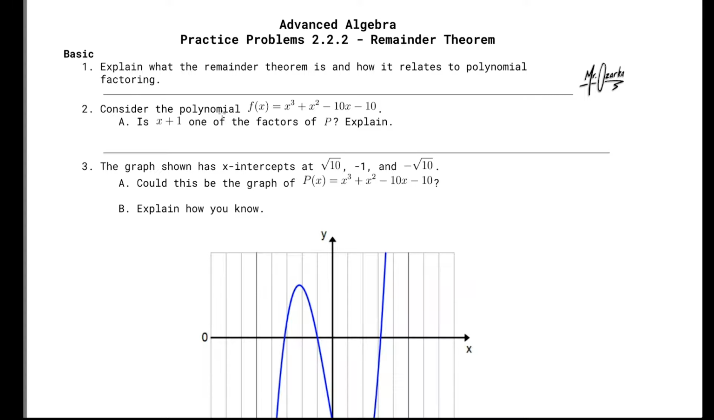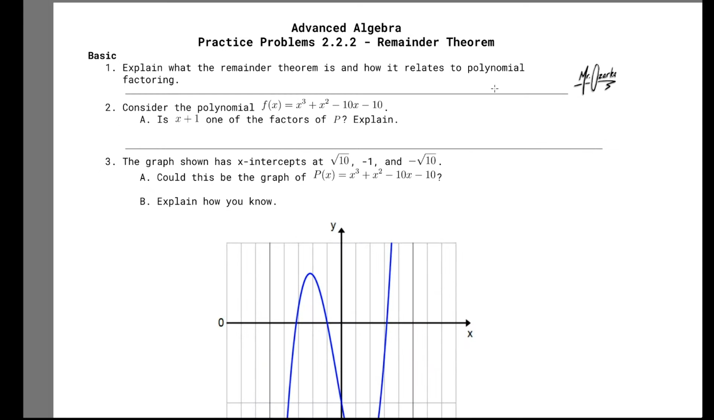All right, so this is going to be a video where I go over the concept of remainder theorem by solving some example problems. So hopefully by the end of me doing these example problems, you'll understand the concept of remainder theorem a little bit better. So number one, it says explain what the remainder theorem is and how it relates to polynomial factoring.